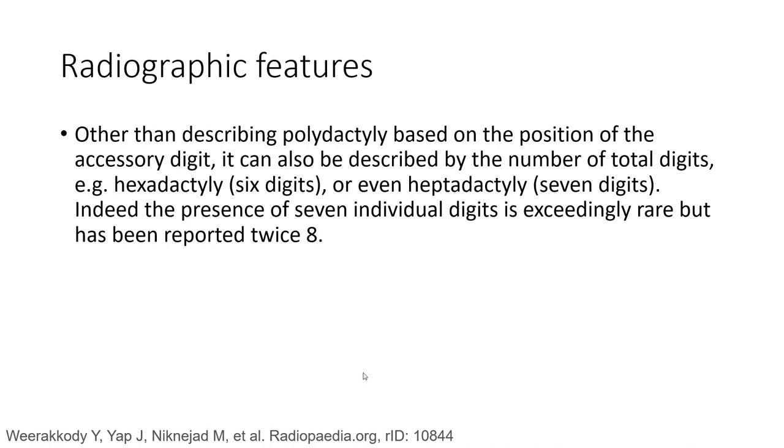Rather than describing polydactyly based on the position of the accessory digit, it can also be described by the number of total digits. For example, hexadactyly, 6 digits, or even heptadactyly, 7 digits. Indeed, the presence of 7 individual digits is exceedingly rare but has been reported.